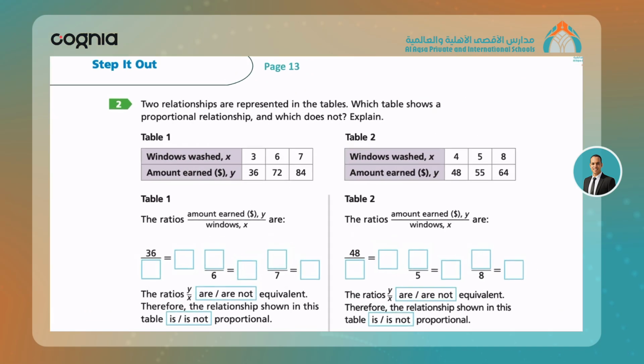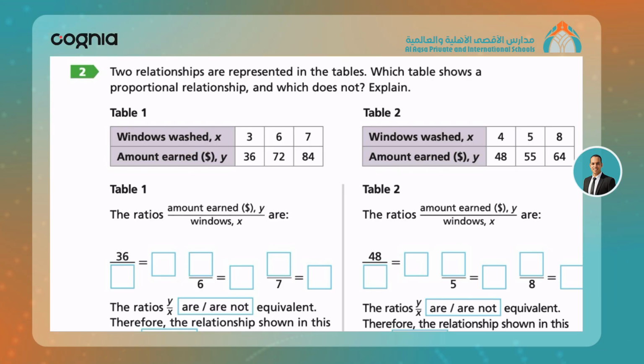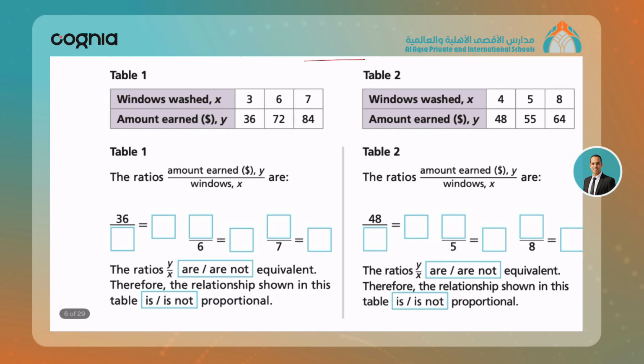Okay, step it out. Question number 2. Two relationships are represented in tables. Which table shows a proportional relationship and which doesn't? And explain. Table 1, what do you see here? Windows washed, that is the X, and the amount earned, that is the Y.